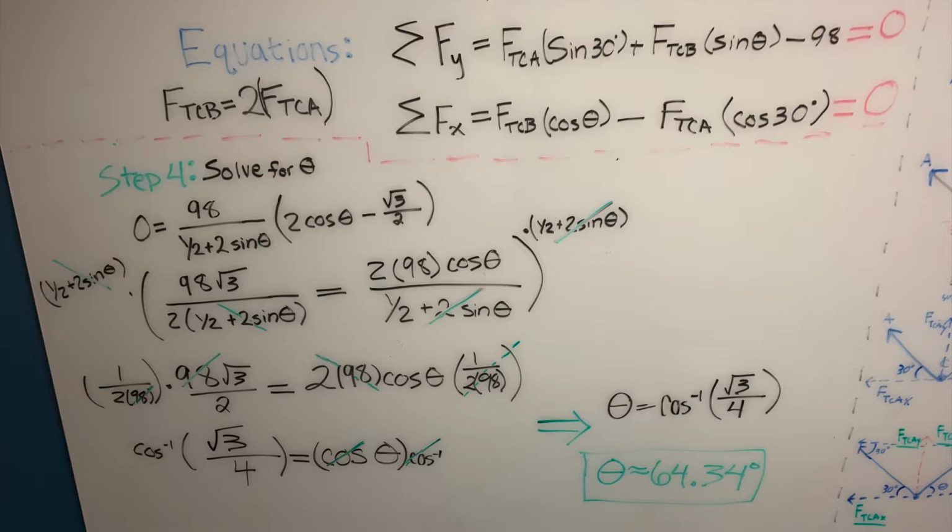Multiply the term 1/2 plus 2 sine theta on both sides to cancel them out. Divide by 2 times 98 on both sides to simplify the equation. Now we have square root of 3 over 4 equals cosine theta. Take the inverse cosine of both sides. Our theta will equal approximately 64.34 degrees.